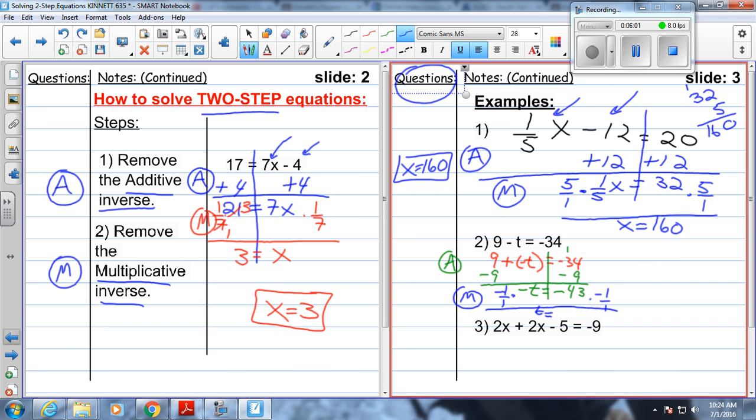So a negative times a negative is a positive 43. So that is a challenging problem that some students get tripped up on because they don't pay attention to that minus sign on the t there.